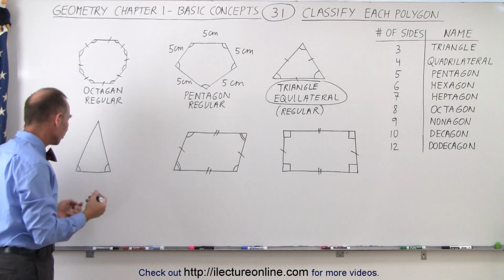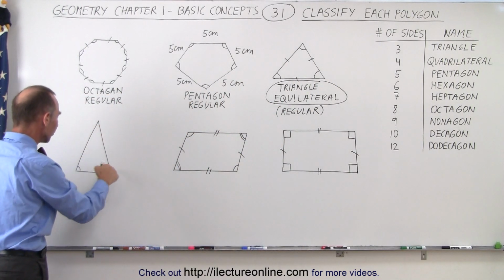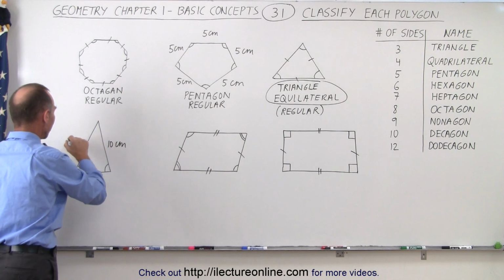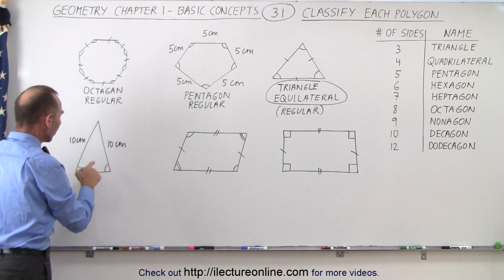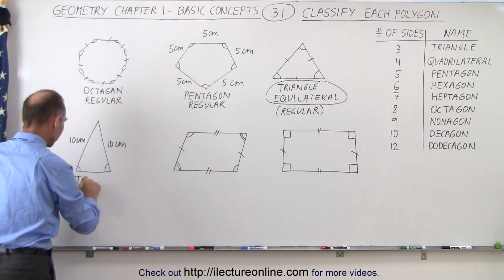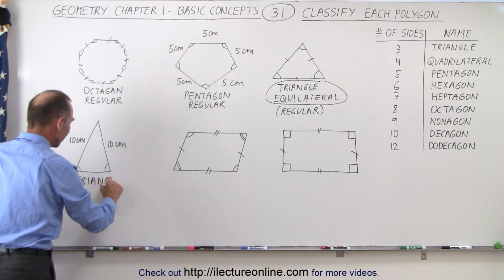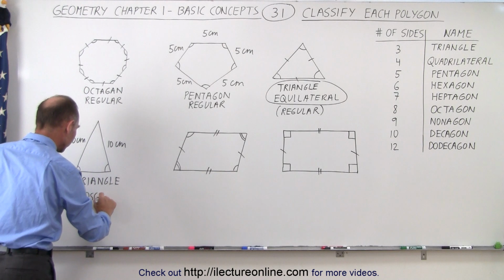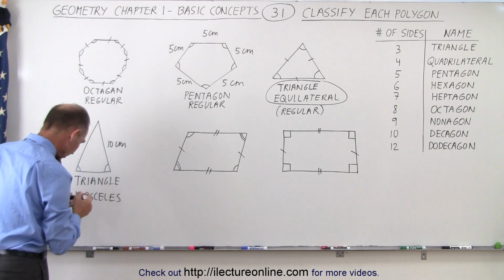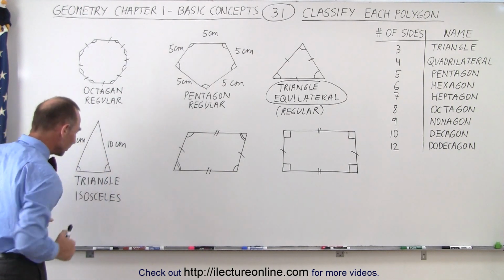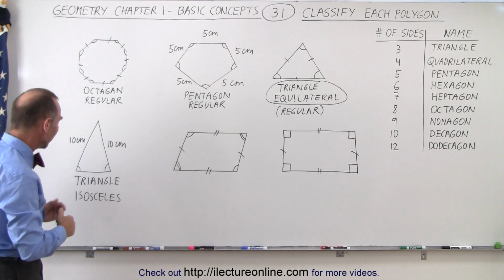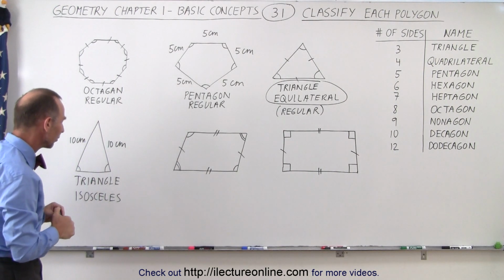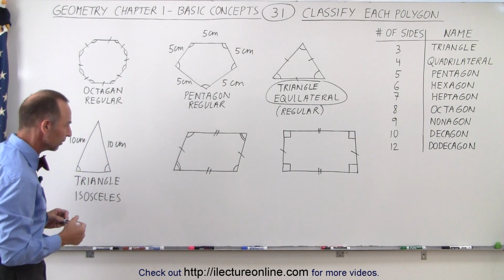Over here, we have another triangle, but notice not all 3 angles are the same. Let's say that this is 10 centimeters on one side and 10 centimeters on the other side. A triangle like this, has 3 sides, is called an isosceles triangle. Isosceles, kind of an interesting spelling. Isosceles triangle, that means 2 of the 3 sides have the same measure, and also 2 of the angles will have the same measure.